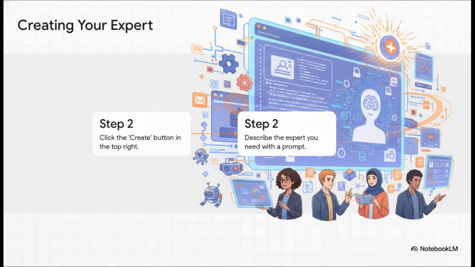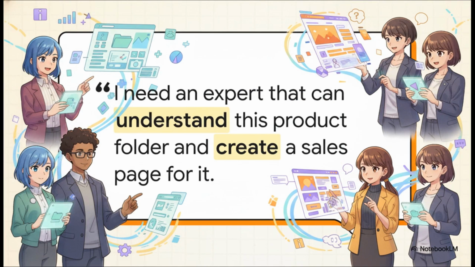And making your own expert couldn't be easier. First, you just click that Create button you see in the top right corner. That's going to pop open a new window, and this is where you get to describe the exact kind of expert you want to build using a really detailed prompt. Now this prompt, this is where the real magic happens. You're basically training a new AI employee. Think about it. You're not just giving it a one-off command. You are writing its entire job description. You're telling it, hey, look at everything in this folder and understand it as a product, and then use what you learned to create a sales page for me.